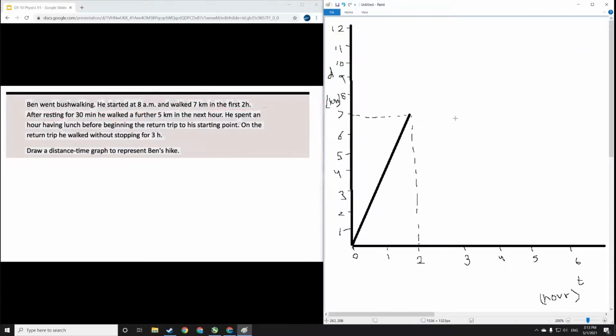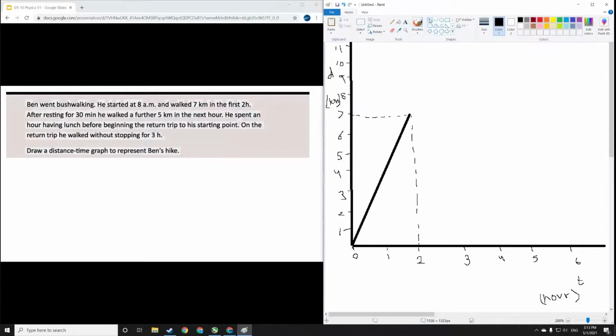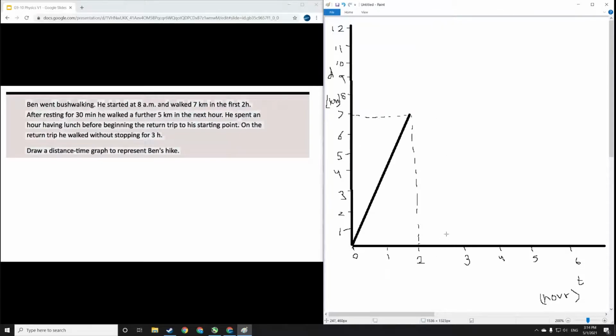After resting for 30 minutes, so he rests for 30 minutes, okay? So what's going to happen is the distance traveled is going to be 0, because he doesn't walk. And so our line is going to be flat. And we're going to do half an hour, so roughly halfway between 2 and 3. And that should be about right. And then you can also make a reference point showing that it is indeed halfway.